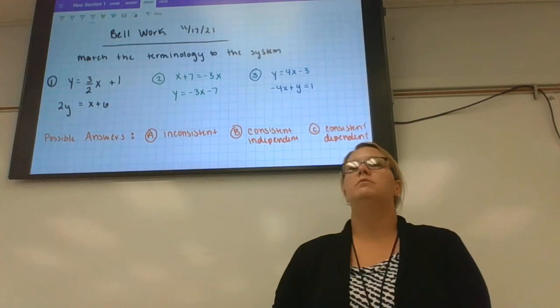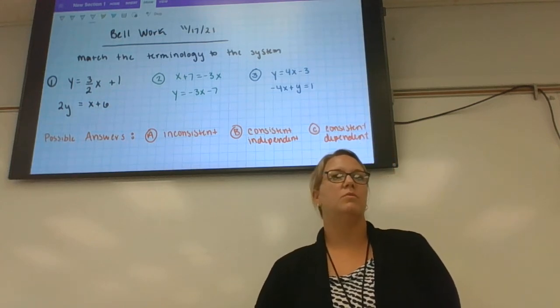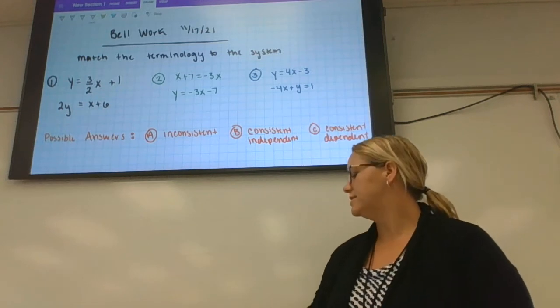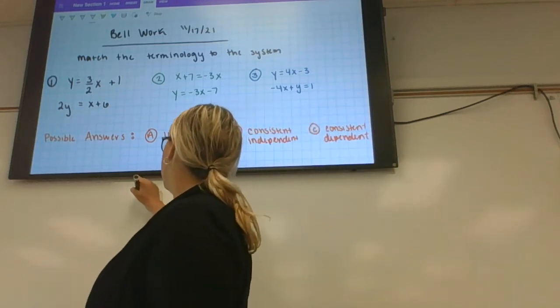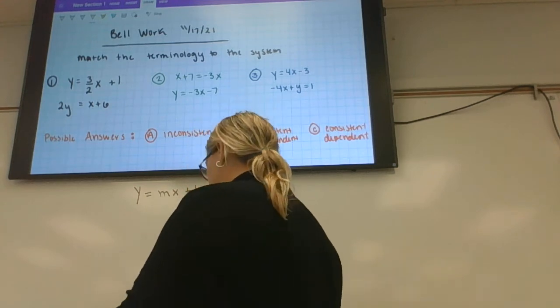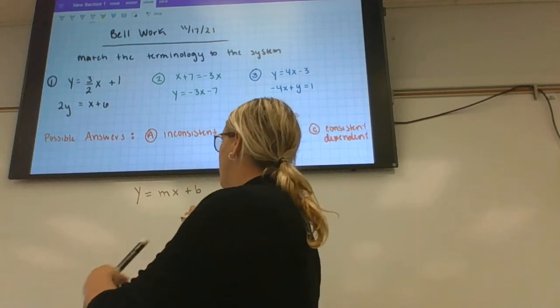So what makes these problems more challenging than what we've done before is that not every equation is in the right form to graph. To graph, we like y equals mx plus b. So we like to have y alone.